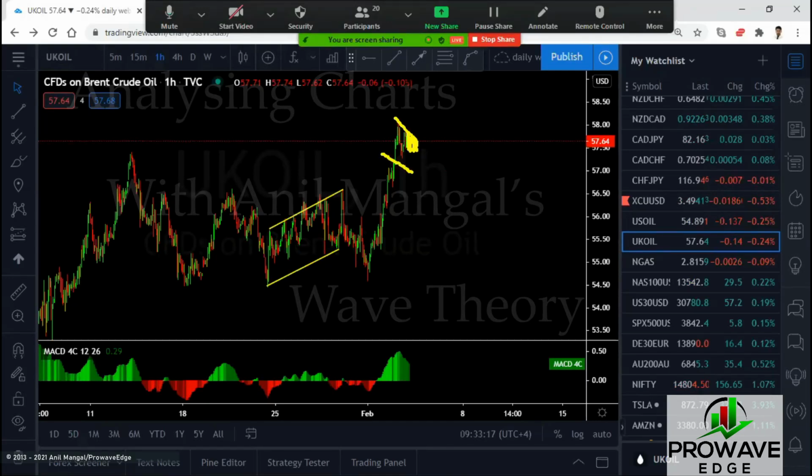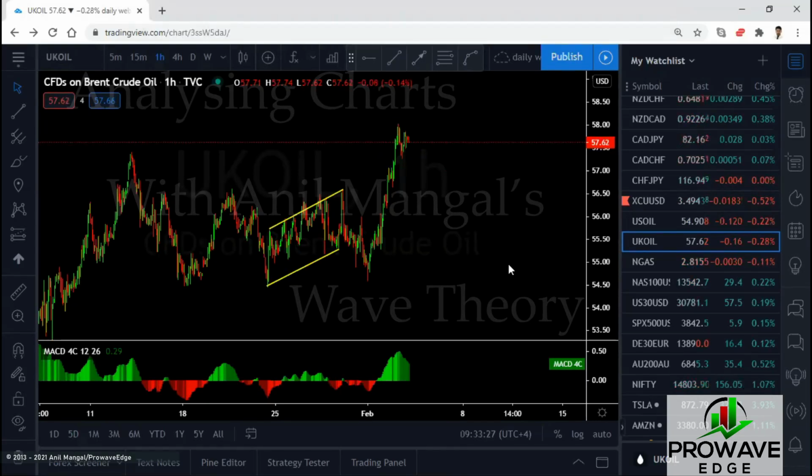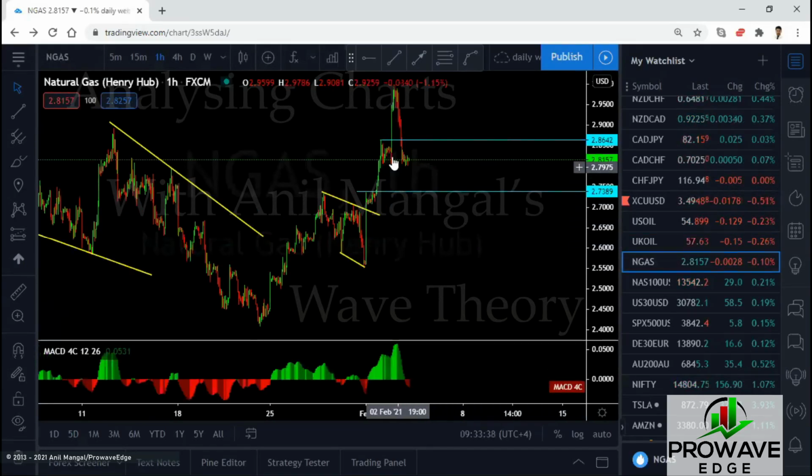So if you take the buy, again, you're cautioned. Why is this pattern important? Because if you take the buy, you will be very cautious. Move your stops because this thing could drop. That's the whole point.